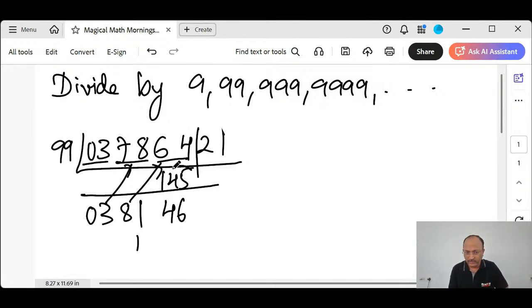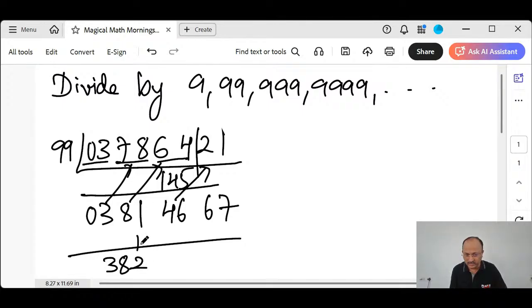How do you do it? 45 is there, just you add 1. That means 145 minus 100 plus 1. You do the subtraction by the alteration technique. Then what we do? You add 46 here. It will become 67. Finally, we'll write the quotient as 382. This carry over numbers we'll add. 38246 is the quotient and 67 is the remainder.